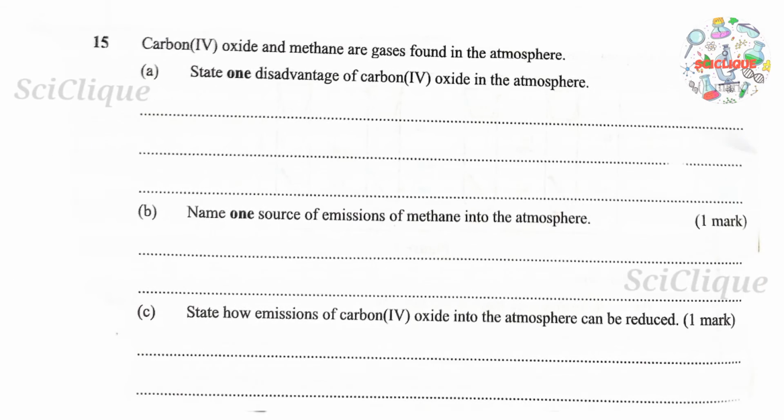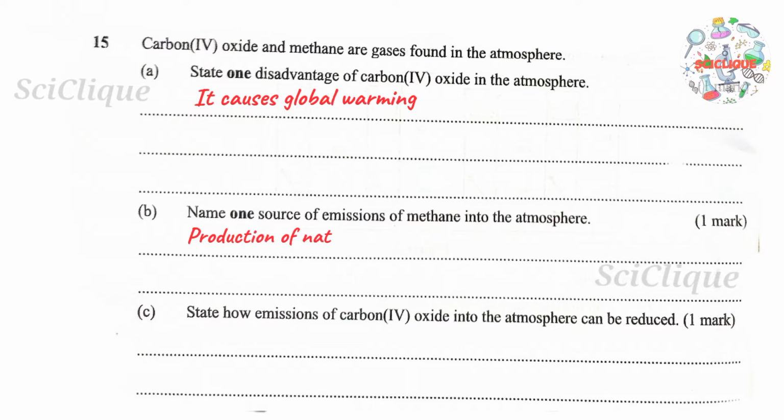Question number 15. Carbon 4 oxide and methane are gases found in the atmosphere. A. State one disadvantage of carbon 4 oxide in the atmosphere. It causes global warming. B. Name one source of emissions of methane into the atmosphere.